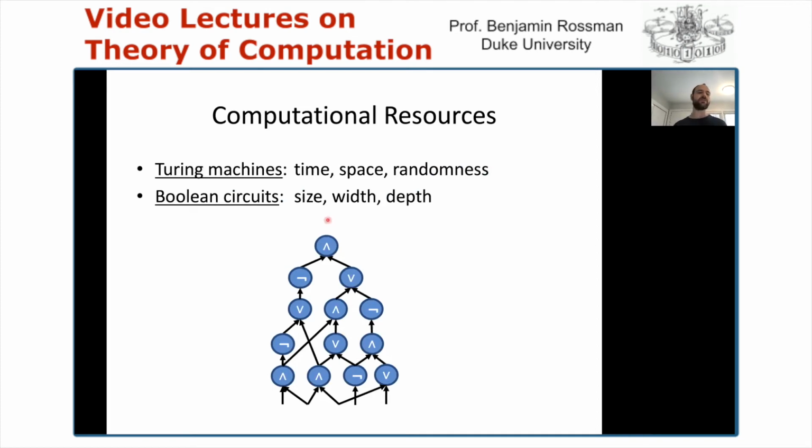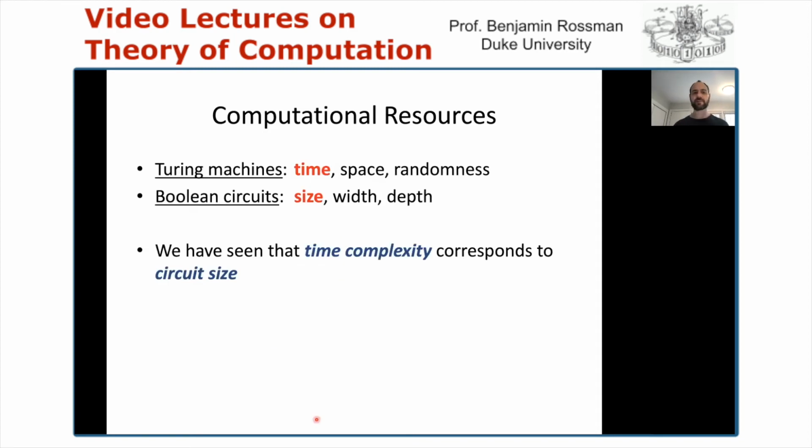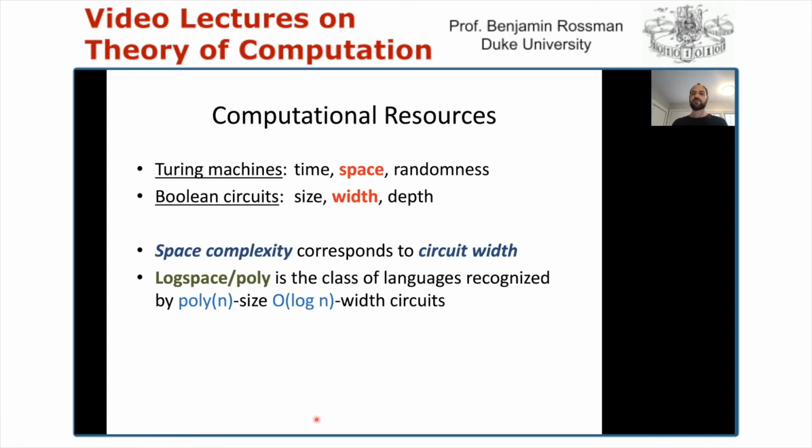You could also look at width of Boolean circuits. So if we have a Boolean circuit where the gates are arranged in layers with wires going from one layer to the next, then the width would be the maximum number of gates on any layer. And we saw that time complexity on Turing machines corresponds to circuit size. So space complexity turns out to correspond in a similar way to circuit width.